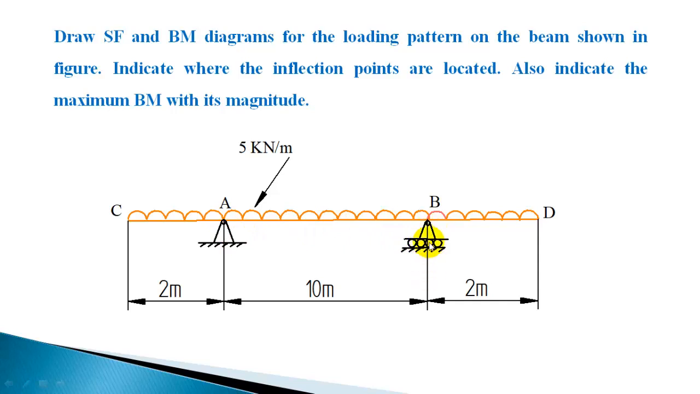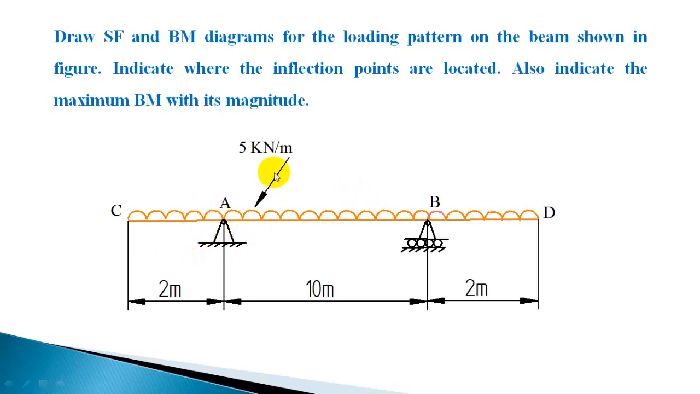And we know that the reaction here is vertical and the load is also vertically downward, so the reaction at the hinge support is also going to be vertical. So these vertical reactions will be equal and each will be half of the total downward load.